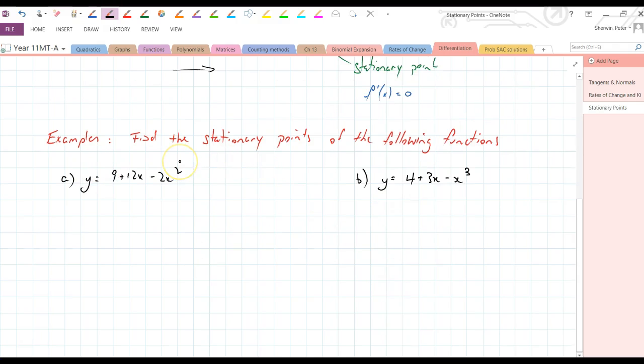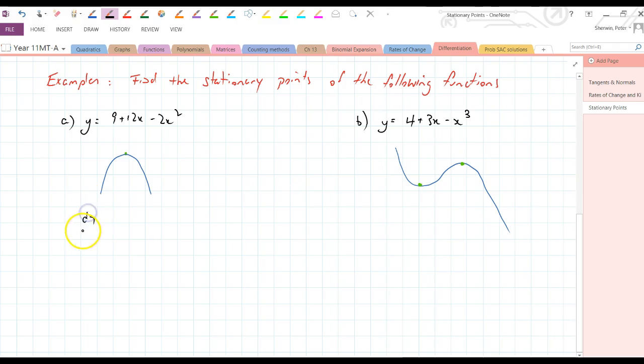Okay, so we've got a couple of examples here from the textbook, page 585. In this first example, we're asked to find the stationary points of the following functions. Here we've got a quadratic, a negative quadratic, so it'll be one of these. And here we've got a negative cubic, which will be something like this. It doesn't really matter, just so that you've got an idea. So in this question we expect to find a stationary point up here somewhere, and in this question we could find two stationary points.